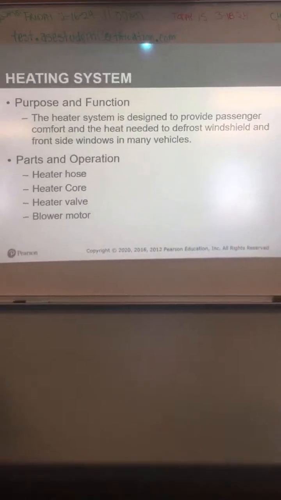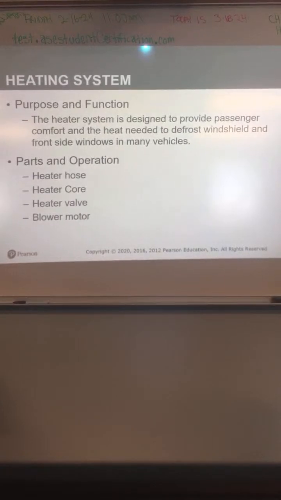All right, your heating system. It is designed to heat you when it's cold outside, right? Passenger comfort, when heat is needed, for defrost of the windows, something like that. As you can see, there's not a whole lot to it. Works off of the heat from your coolant temperature as your car warms up. Notice your heater doesn't work when you first start your car. Yep. Engine has to warm up in order for the heater to work.